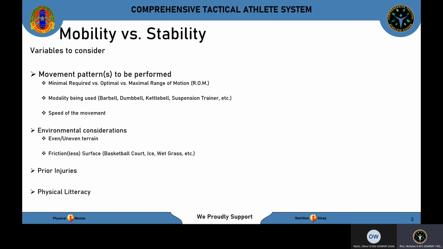Can either of you hazard a guess, if I limit it to the ACFT, which movement pattern in the ACFT may have a maximal range of motion concern with regards to mobilization or stabilization? Sprint-drag-carry. So Sergeant De La Garza says sprint-drag-carry. What do you think, Sergeant Watts?